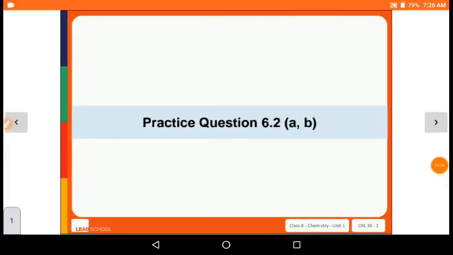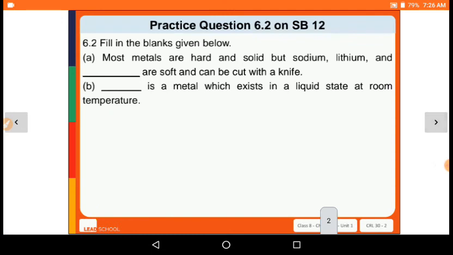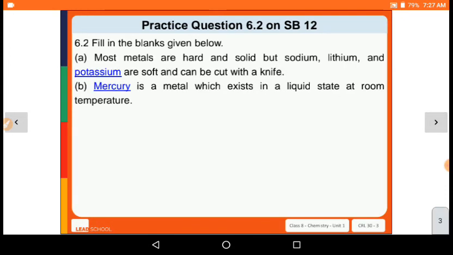Now let's see practice question number 6.2. We already have seen the 6.1 practice question. Now filling the blanks. Most metals are hard solids, but sodium, lithium and dash are soft and can be cut with a knife. So when we were seeing that video, I already told you sodium, lithium and potassium are the soft metals which can be cut with a knife. And mercury is a metal which exists in liquid state at room temperature.